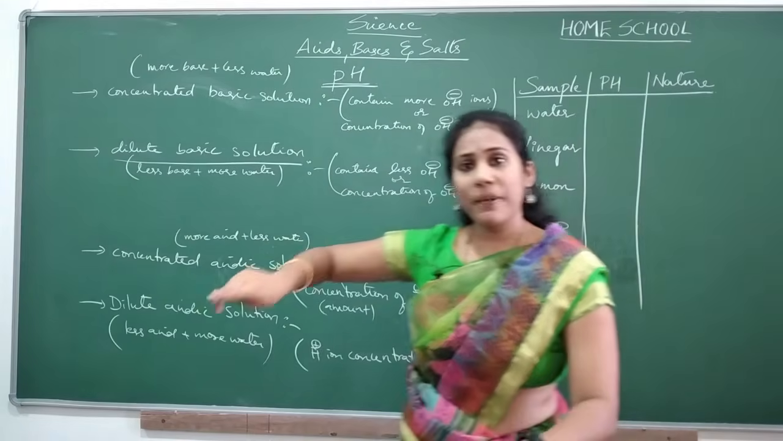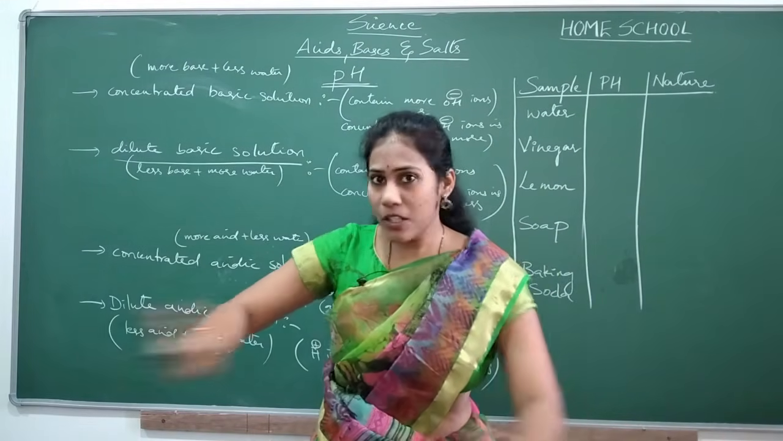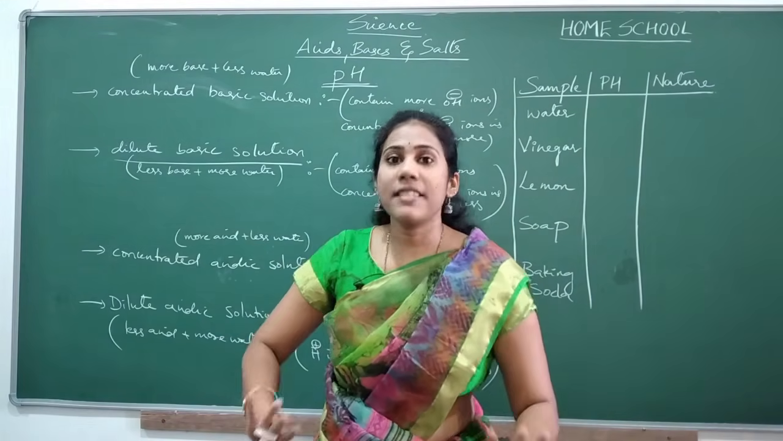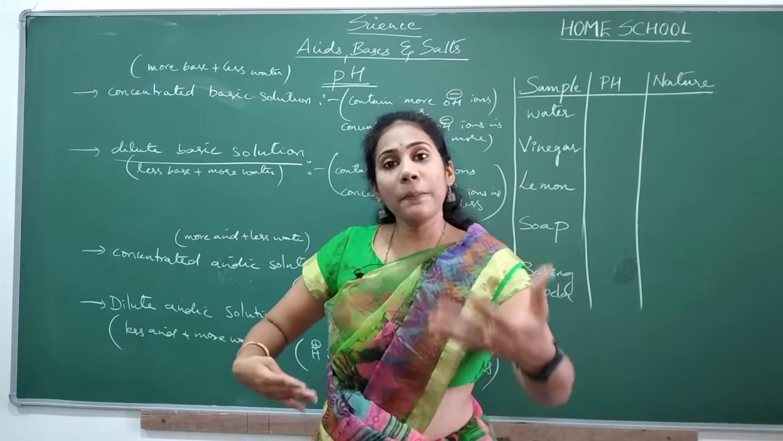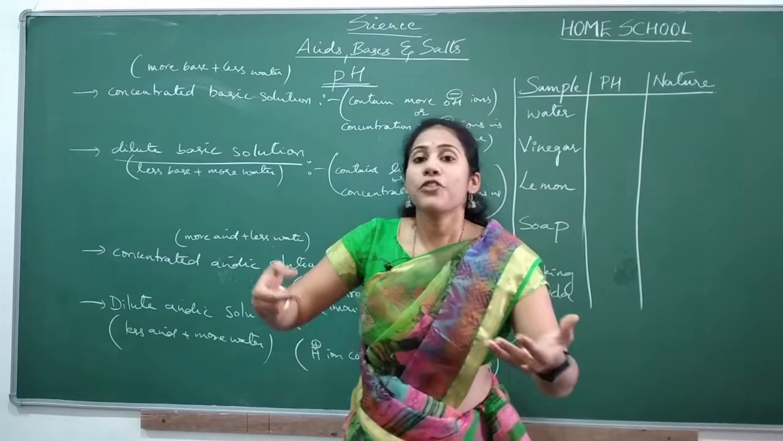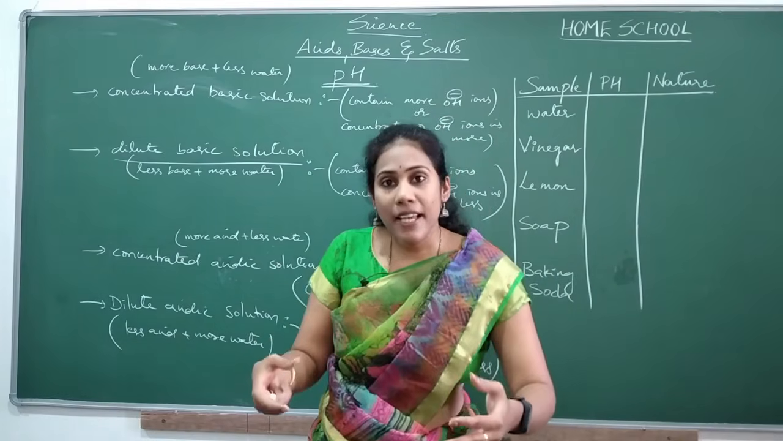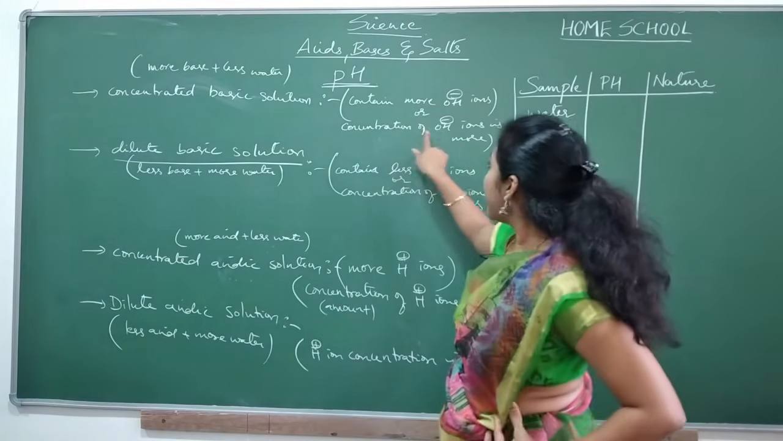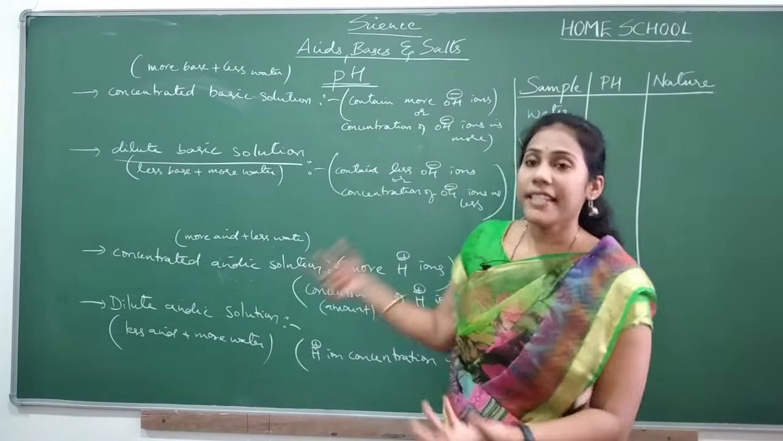Basic means OH minus ions would be there. H plus ions will not be there. OH minus ions will be there. So the more base, the more OH minus ions you will find in a solution. That is the reason, in chemistry language, we say the concentration of OH minus ion is more.